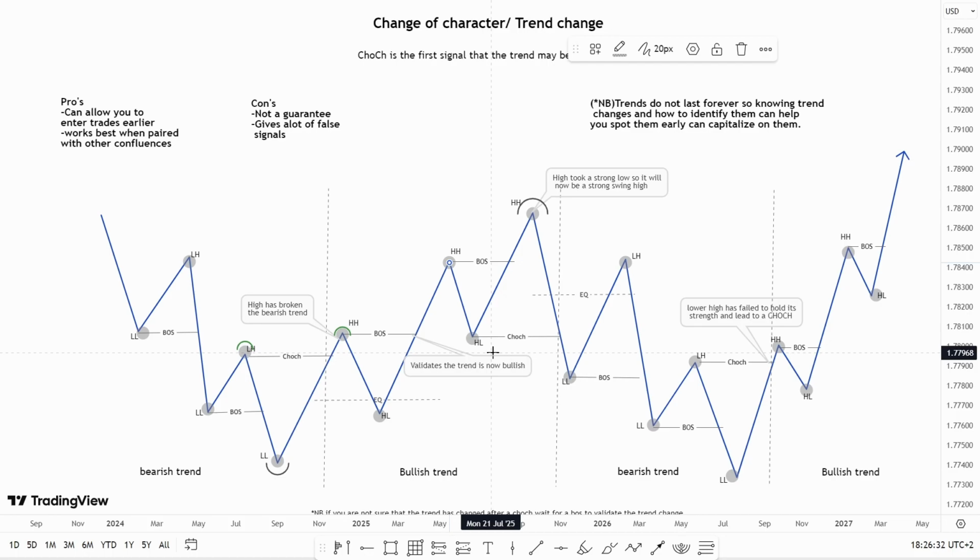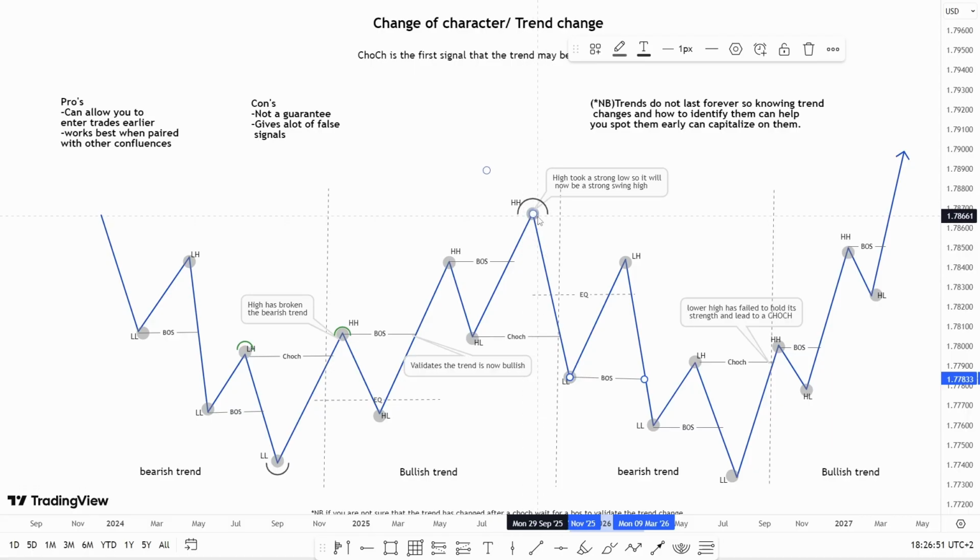But we're not going to take the change of character only. We might use it with an equilibrium, which I'll be teaching you later on. We can use the simple thing called a break of structure. We can see price came back in, validated this higher high as price failed to break above this higher high, showing us that sellers were now in demand and in control, creating a break of structure.